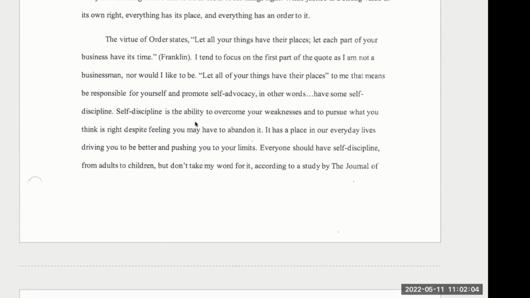Self-discipline is the ability to overcome your weaknesses and to pursue what you think is right, despite feeling you may have to abandon it. And I love the fact that both of these students talk about self-discipline, because that's what we need in order for us to overcome any obstacles that get in the way of our goals. So anyway, I hope that you got something out of this, and that maybe for some students that were confused or needed an example of where to go or how to write, or maybe needed re-examination or a review on the parameters of the essay.